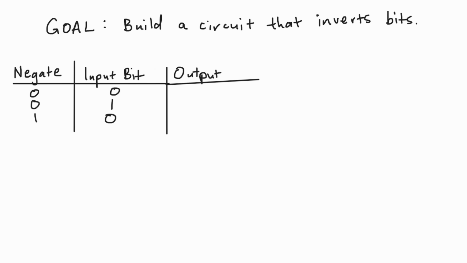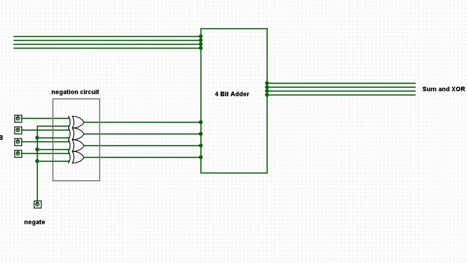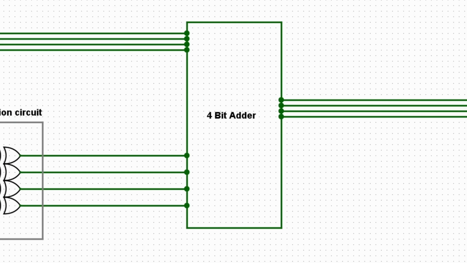When the negation signal is off, we wanted to just copy the input to the output. If the negation signal is on, then we wanted to give the opposite of the input. And what do you know? This is just the XOR gate. So adding this negation circuit to our B input allows us to add and subtract using the same circuit.